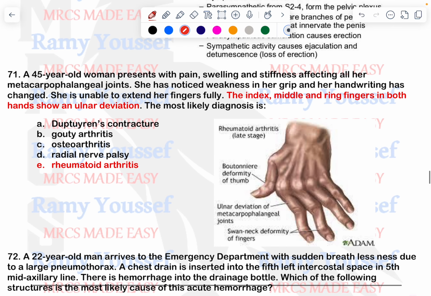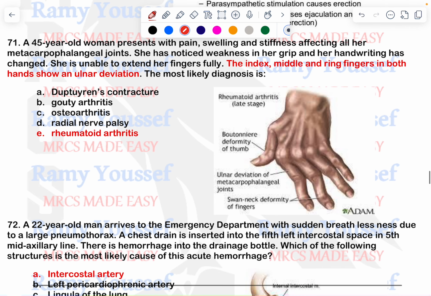A 22-year-old man arrives with sudden breathlessness due to a large pneumothorax. A chest drain is inserted in the 5th intercostal space in the mid-axillary line. There is hemorrhage in the drain bottle. The most likely cause of hemorrhage is the intercostal arteries.